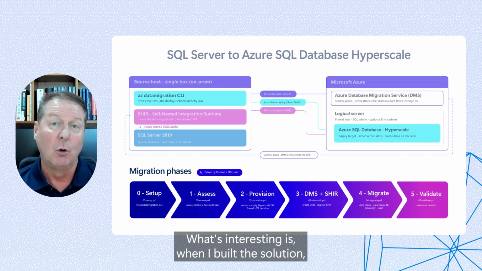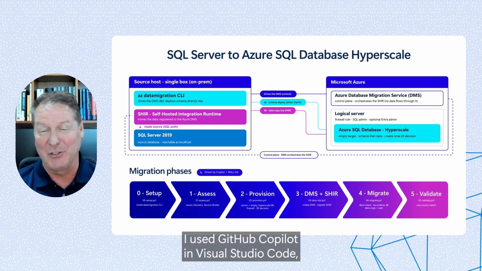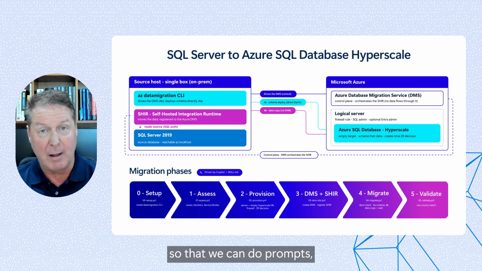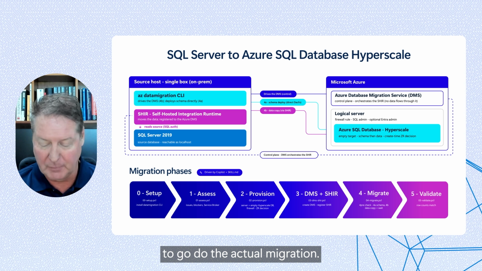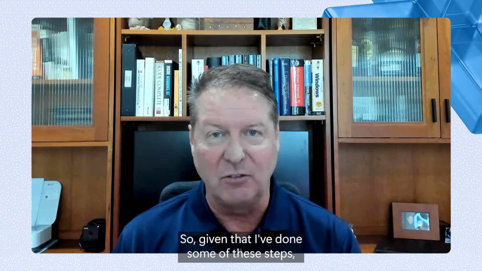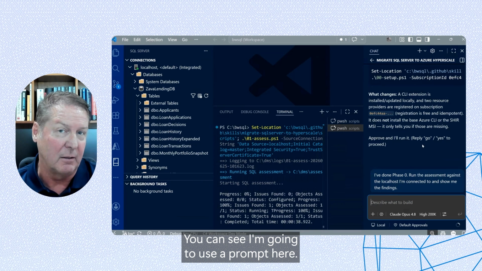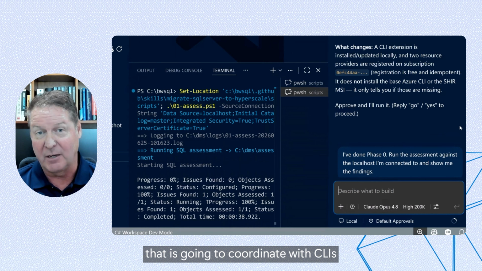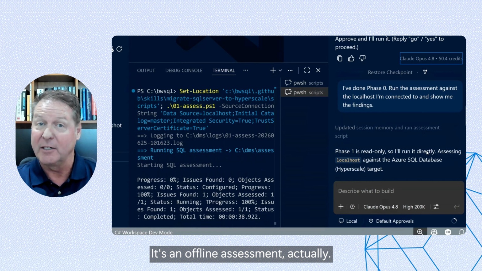What's interesting is when I built this solution, I used GitHub Copilot in Visual Studio Code along with a skill that I built so that we can do prompts, and that'll direct us to the right set of scripts to do the actual migration. So given that I've done some of these steps, the first thing I'm going to do is an assessment. You can see I'm going to use a prompt here. This prompt is going to run a particular PowerShell script that is going to coordinate with CLIs to perform this assessment. It's an offline assessment, actually.